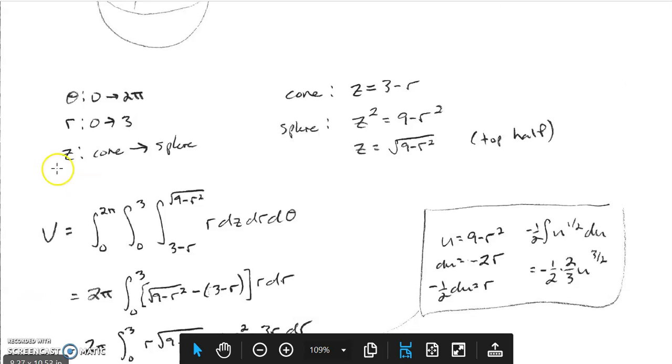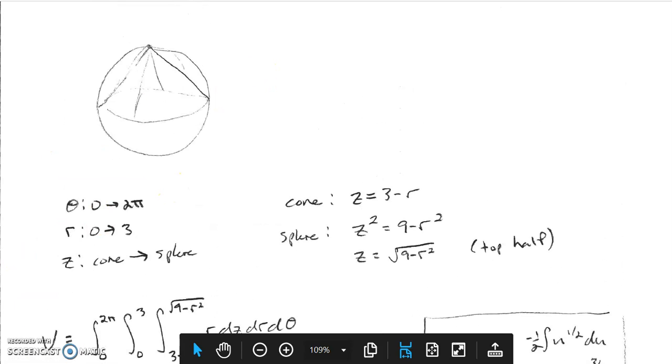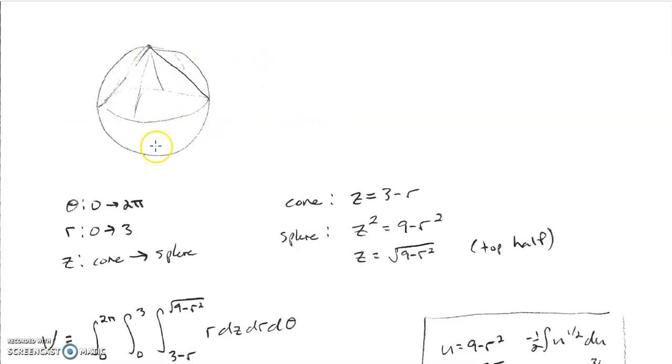Okay, so I think it should be clear that theta is going to go from 0 to 2 pi. That's going to be the whole thing. When I go vertically on the z, let me just pick a spot here. Imagine that's out in octant 1, or on the xy plane, and I'm going up into octant 1. So I'm going to go up, boom. I'm going to hit the cone, right? And then boom, I'm going to hit the sphere, right?